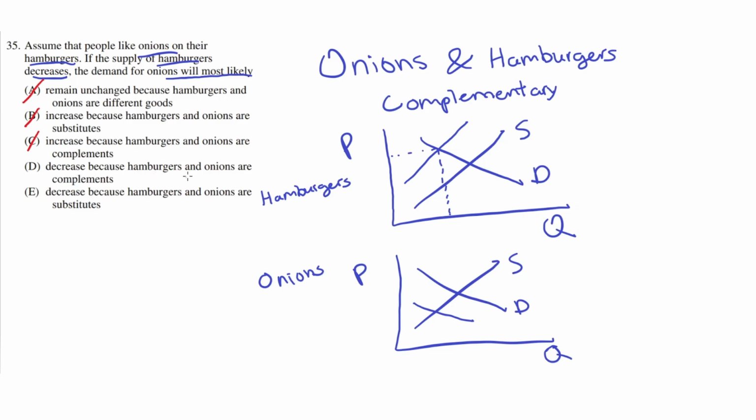D. Decrease because hamburgers and onions are complements. This seems to be the correct answer because we highlighted before that the demand for onions would definitely decrease and that hamburgers and onions are complements. So D seems to be the correct answer.